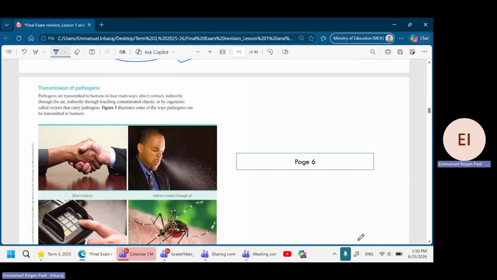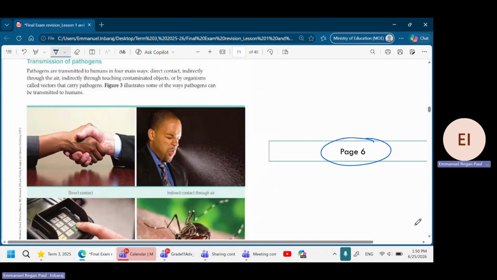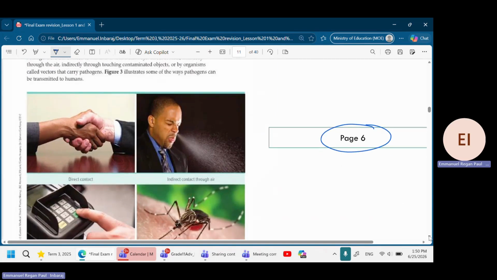It's page number 6. Okay, guys, please turn to page number 6. This is very easy, very easy, and you should be scoring full marks in this question. There will be only one question from here.